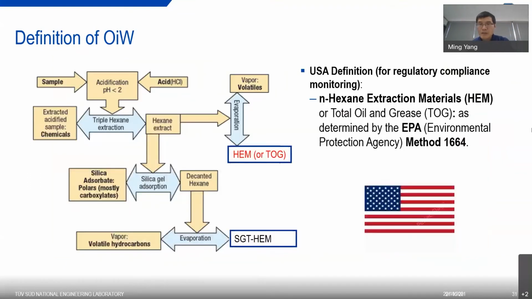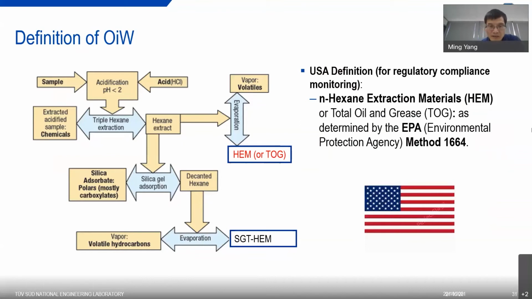In the United States, oil in water is also called n-hexane extractable material, HEM, or total oil and grease, as determined by EPA Method 1664. So in the method, effectively you bring the sample into the lab, you acidify it, and then you extract with n-hexane three times. If you take the hexane extract directly for evaporation, after evaporation of the hexane, what remains is called hexane extractable material, or total oil and grease.